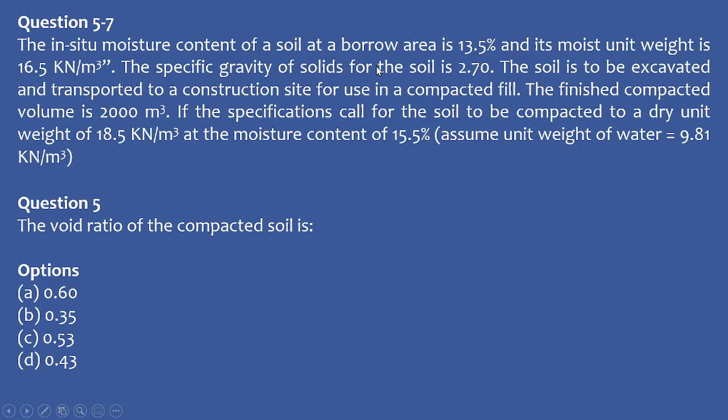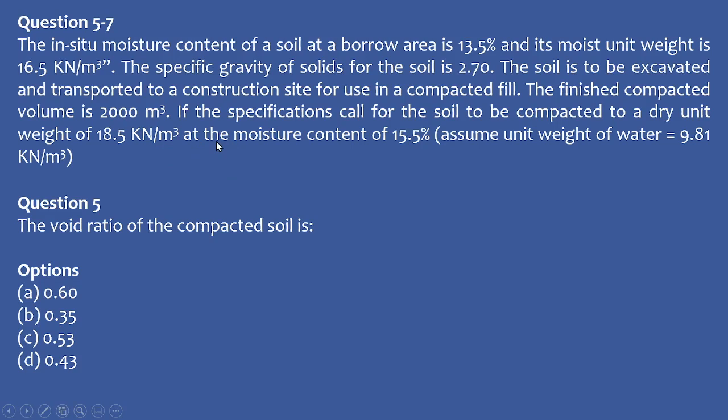The specific gravity of the soil solids is 2.70, and the soil which is excavated and transported to a construction site was used in a compacted fill. The finished compacted volume is 2000 meter cube. The specifications call for the soil to be compacted to a dry unit weight of 18.5 kilonewton per meter cube, and the moisture content at that site is 15.5%. So you need to answer the next set of questions based on this.